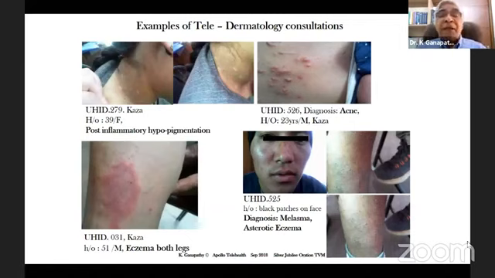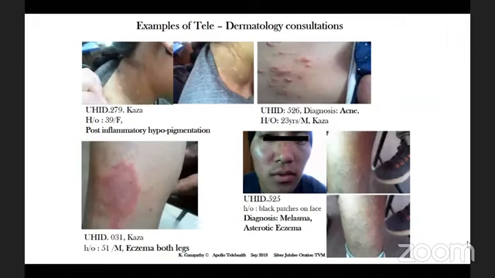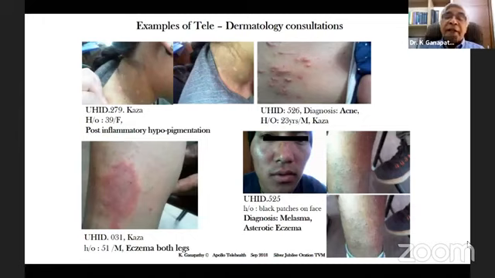Dermatology is one of the simplest in teleconsultation. We have personally done about 9,000 teleconsultations in the last 20 years. I have a team of about 4 to 5 dermatologists, and they assure me that in 98% or 99% of the cases, they are able to make a diagnosis with, of course, a proper history. So in dermatology, all that is required is an excellent camera and a very good history.